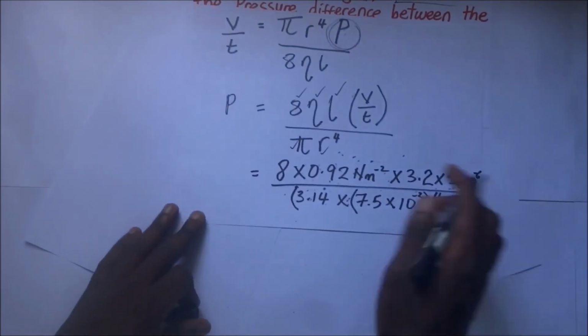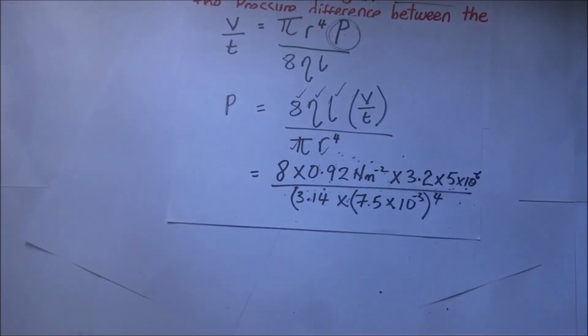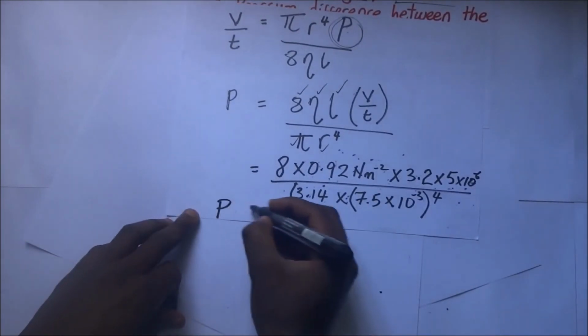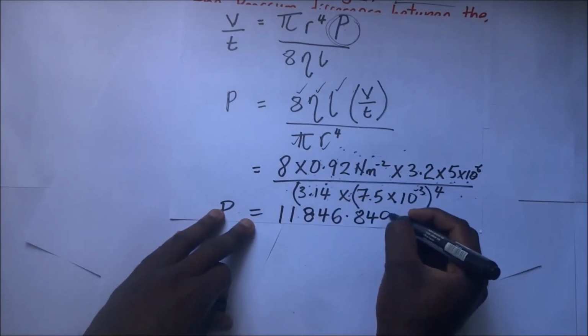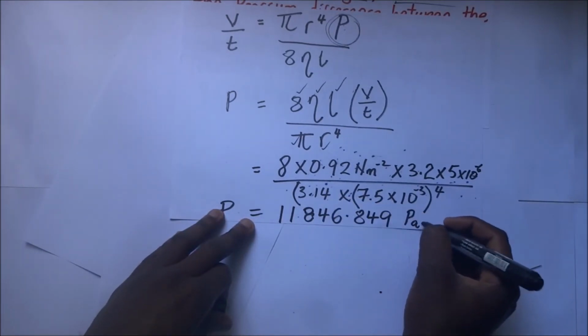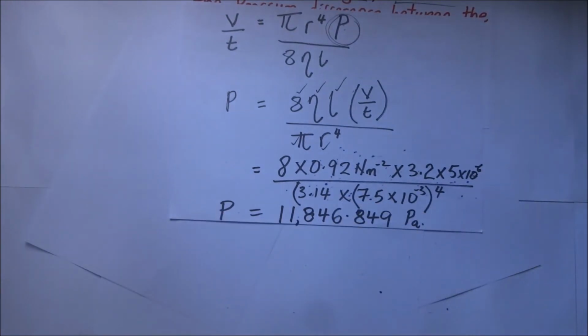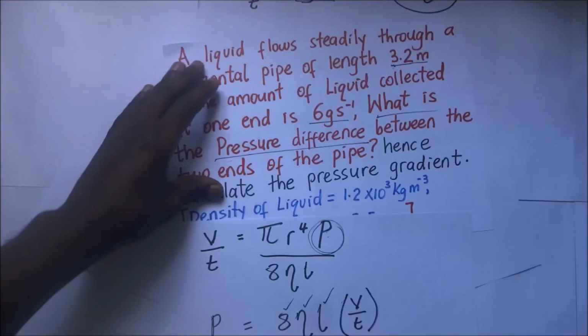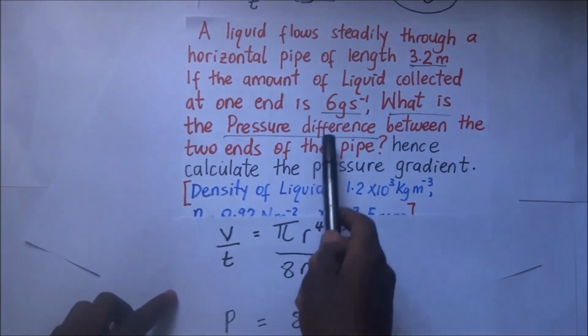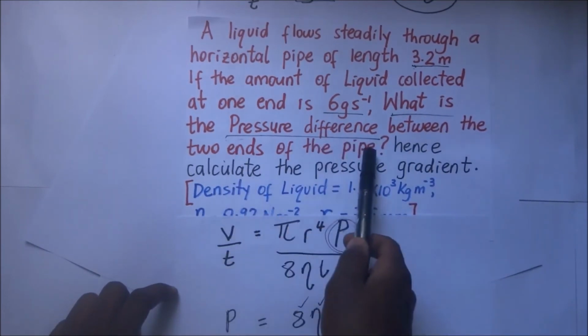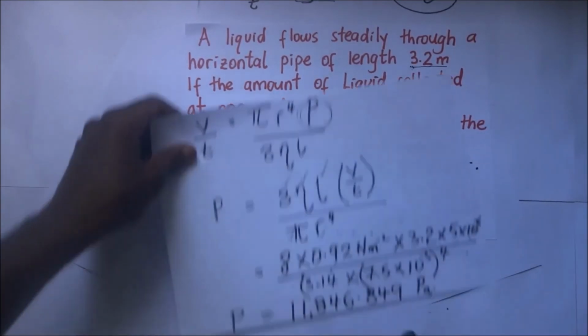So upon computing all that, our pressure difference is going to be 11,846.849 pascals. That's our pressure difference. So we've answered the first part of the question. The first part of the question required us to find the pressure difference between the two ends of the pipe, which we have just discovered.